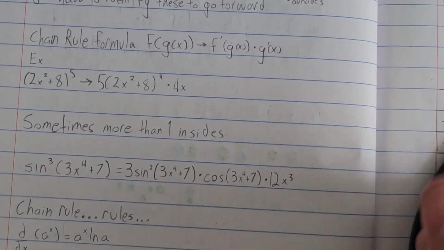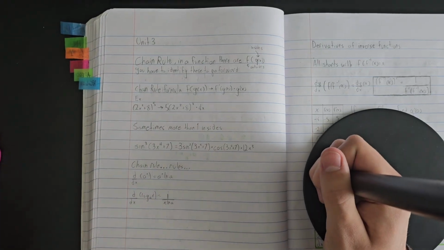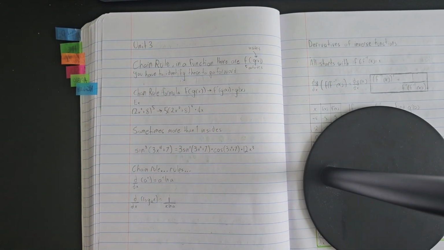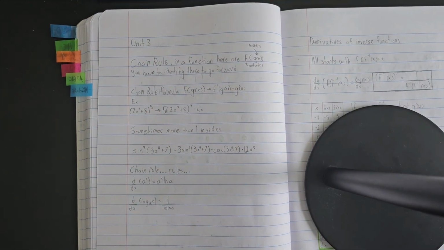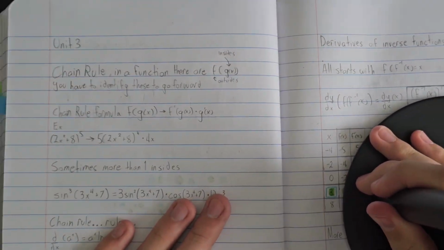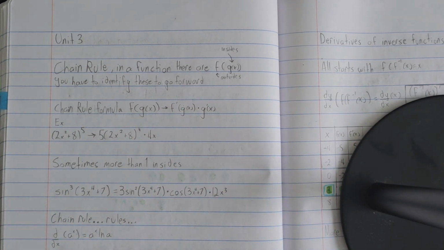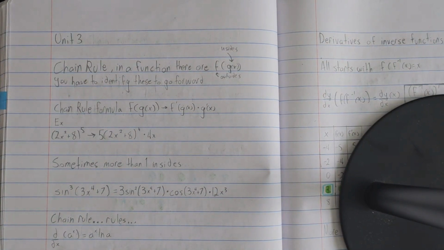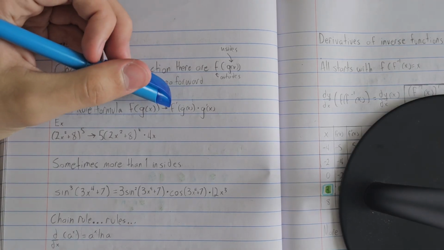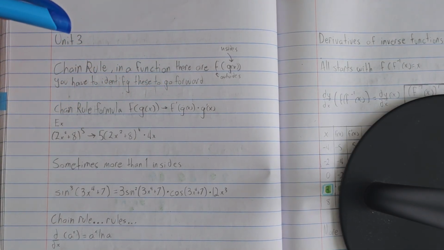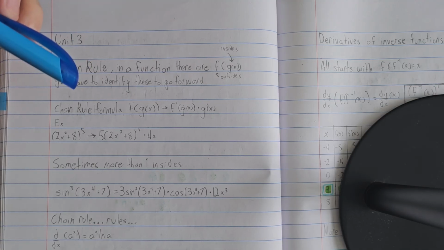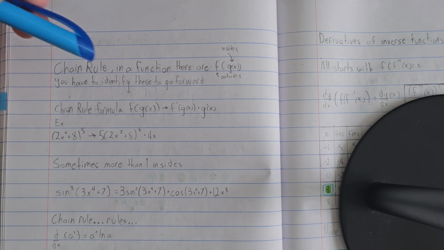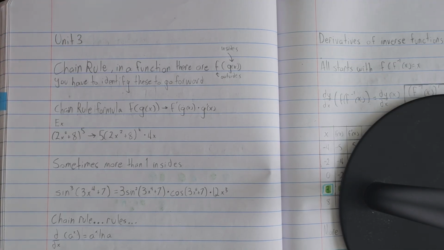All right, let's actually briefly talk about the chain rule. Let's zoom out. In a function, there are inside and outside parts. Let's zoom in and take a look at that. There are inside and outside parts, and the chain rule formula is the derivative of the outside times inside, times the derivative of the inside.